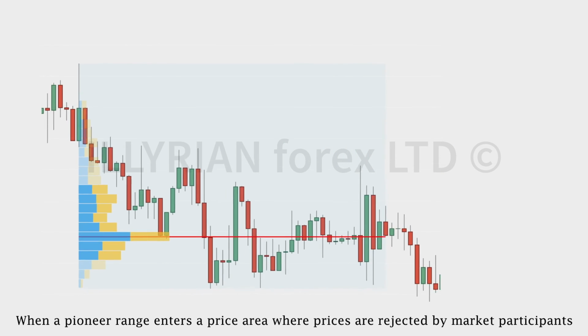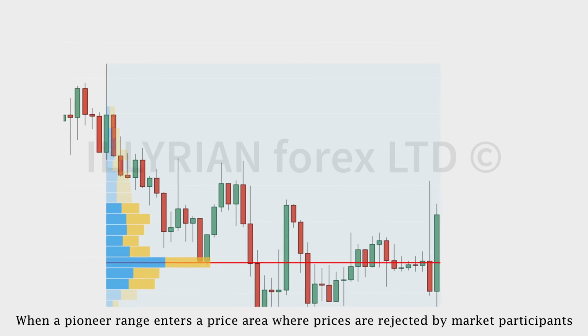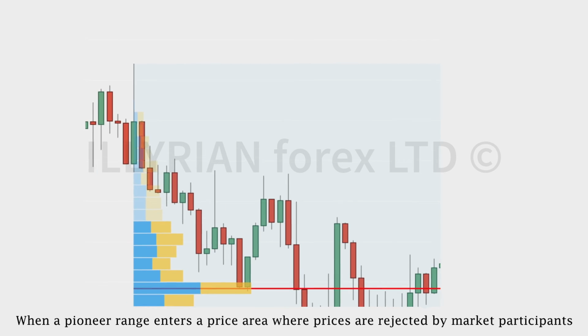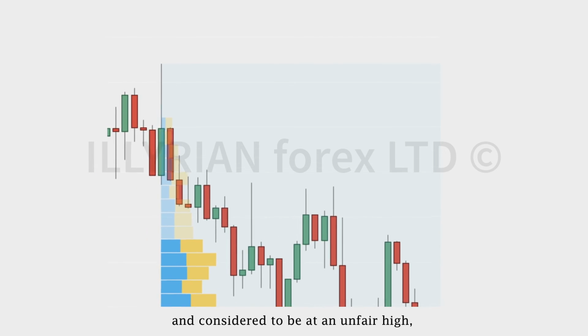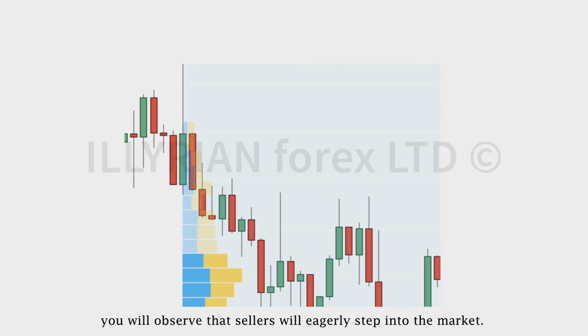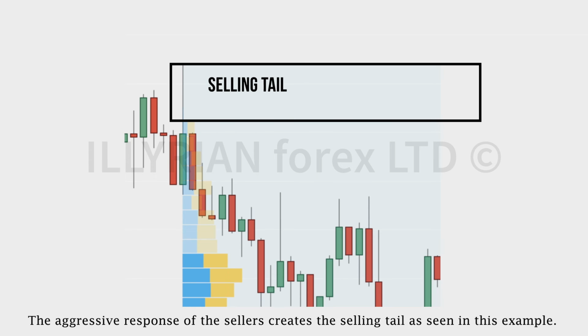When a pioneer range enters a price area where prices are rejected by market participants and considered to be at an unfair high, you will observe that sellers will eagerly step into the market. The sellers will be ready to supply the market and sell as much as they can at these unfair high prices. The aggressive response of the sellers creates the selling tail as seen in this example.